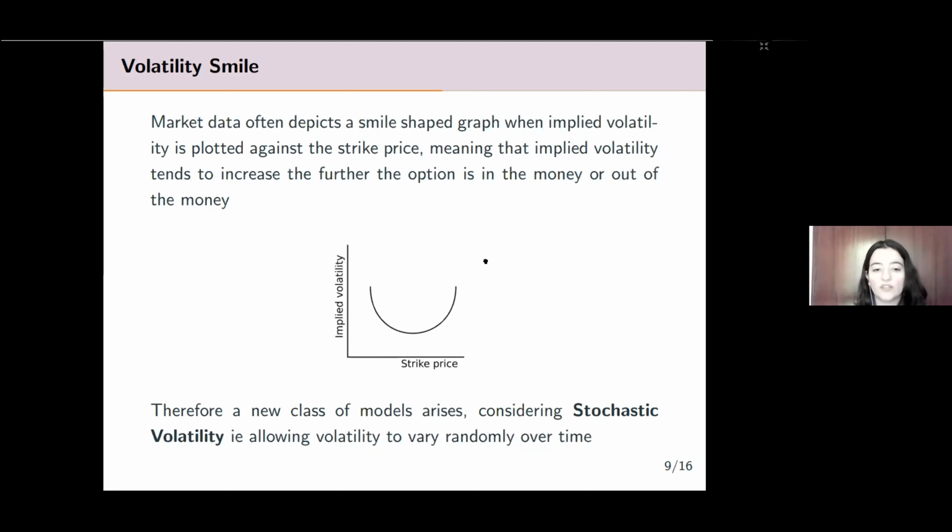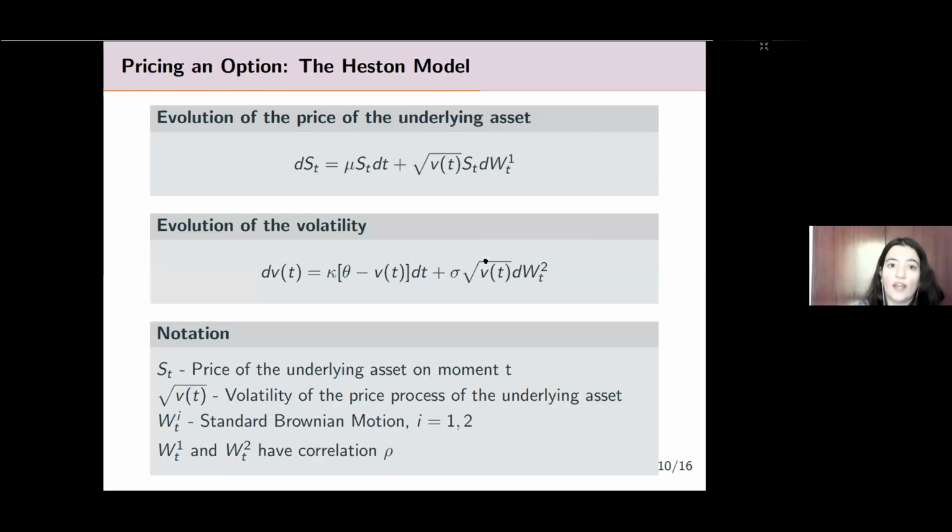And this led to the rise of some new models that consider volatility that is allowed to vary randomly over time, and that is called stochastic volatility. One example of these kinds of models is the Heston model, which models the evolution of the price of the underlying asset in a very similar way to Black-Scholes, except for this part here. So this used to be a constant, and now it is a function of t that is allowed to vary randomly, because it follows this process, and it has this square root to ensure that the volatility is always positive.